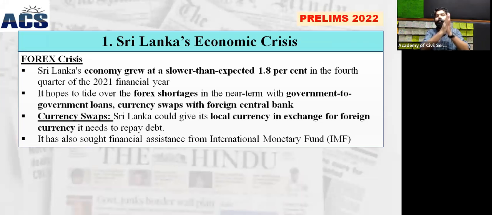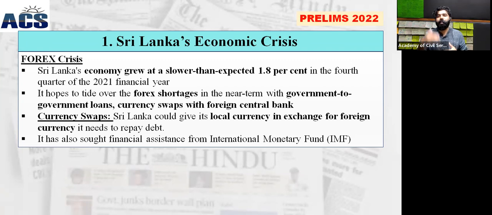One way is the government to government loan through the credit line. We have seen lines of credit. India has given assistance to Sri Lanka through lines of credit, which is a loan, a soft loan given government to government. Another method is the currency swap. That means in order to purchase imports or pay back foreign debt, they need a foreign currency.